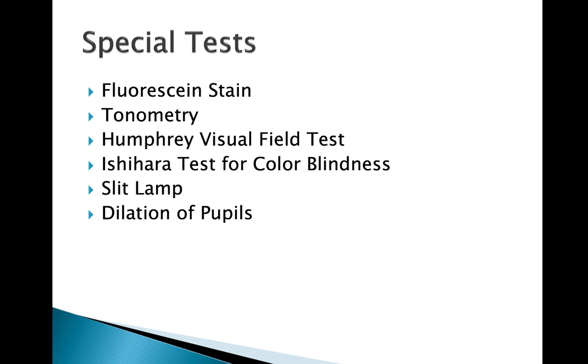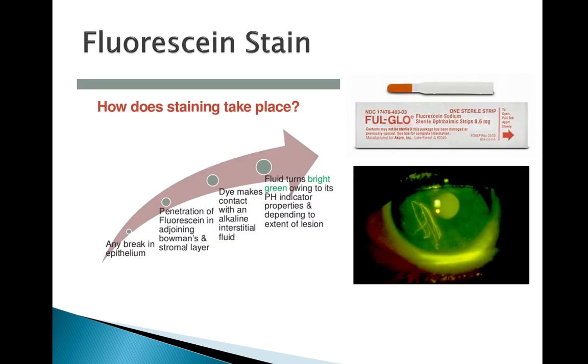Tonometry, again, you wouldn't typically have access to in a family practice setting, but you would expect to have it in most ER settings, maybe not in urgent care settings. So again, we're going to talk about these special tests: Humphrey's visual fields test, Ishihara test for color blindness, slit lamp, and dilation of pupils.